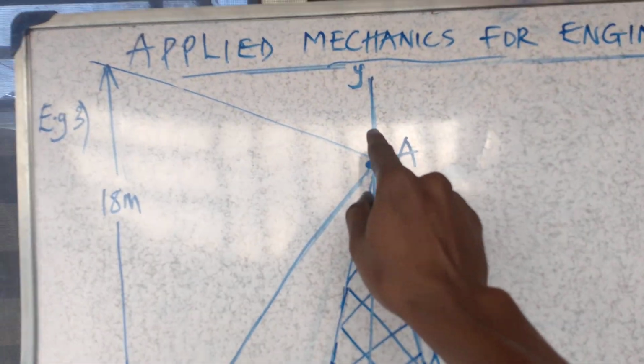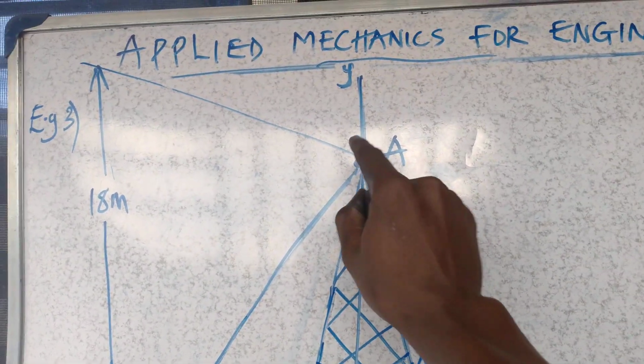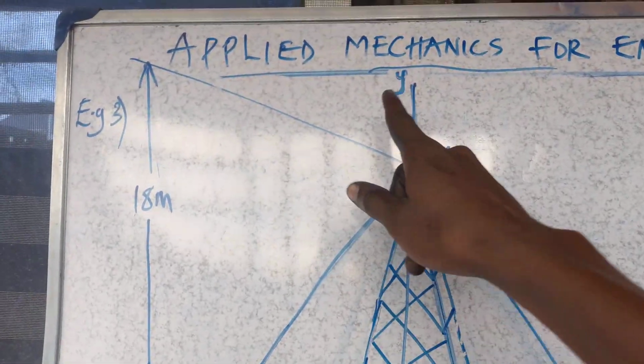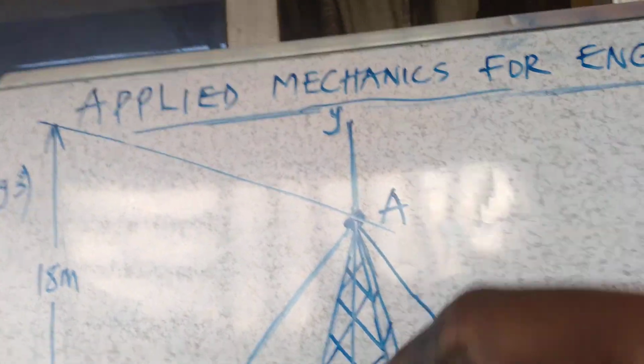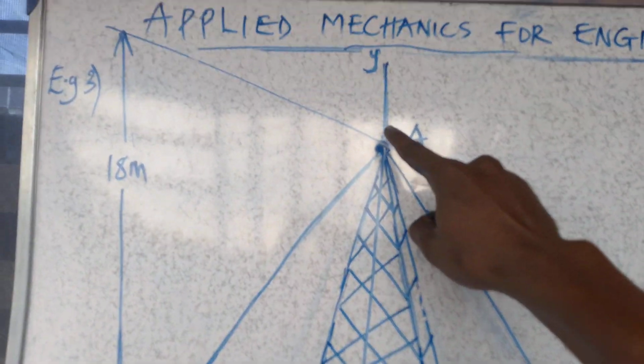So there is a force acting at point A. At this pin here, the pin at point A, there is a force. We can take this force upwards or downwards as we choose.